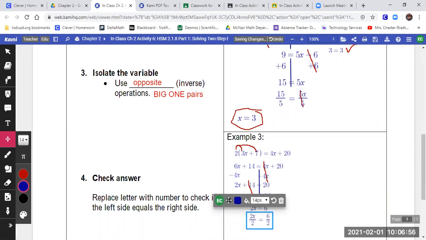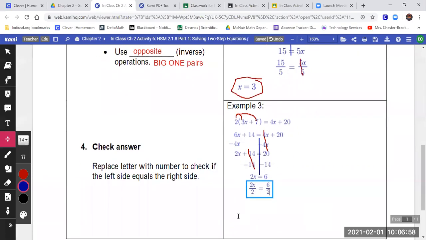So we get our final answer. Yay. What's our final answer going to say? Now that we've made our big one and we can cross it out, we know we just have x. What is our x going to be equal to? 3. Okay.